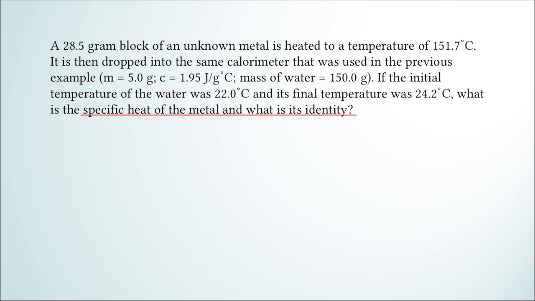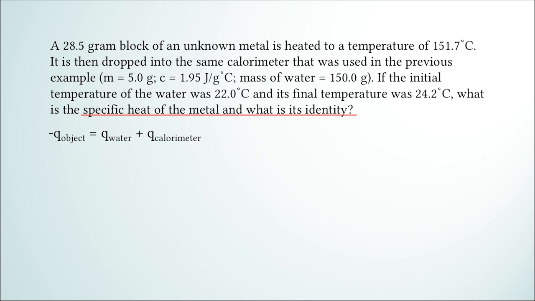We need to find the specific heat of the unknown metal and also the metal's identity. Well, when we calculate the specific heat, we can use table 12.1 to look up what the metal is, because remember, each substance has a unique specific heat. We can calculate the specific heat of the unknown metal if we can figure out how much heat it lost to the calorimeter and to the water. So we will be using equation 12.3.